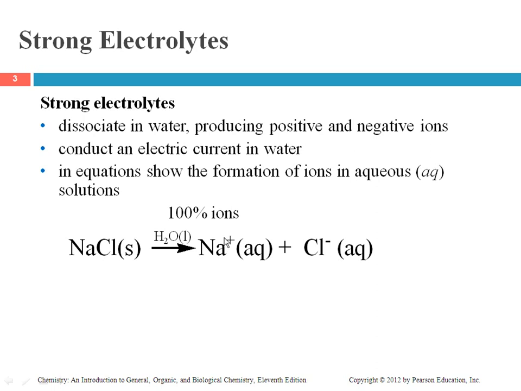Remember where these charges come from. Sodium is in group 1, so if it loses one electron to be like the nearest noble gas, it has a +1 charge. The chloride has a -1 charge. It wants to gain 1 electron to be like the nearest noble gas. Don't forget where these charges come from.